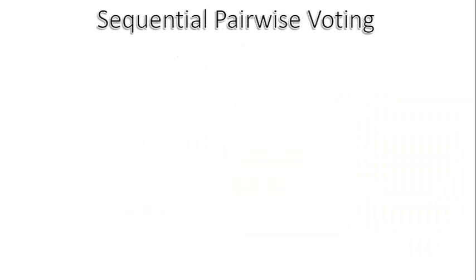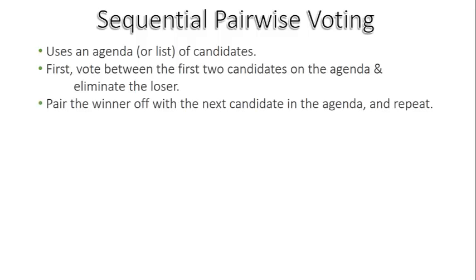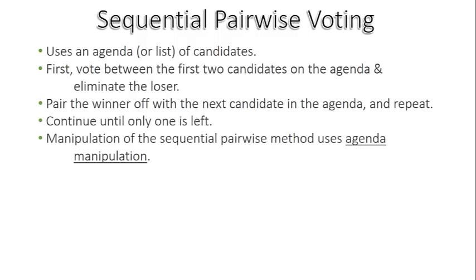All right, what about the sequential pairwise method? Recall this uses an agenda or a list of candidates. We first vote between the first 2 candidates on the agenda, and they go head to head, and the loser is eliminated. We pair the winner off with the next candidate in the agenda, and then just repeat this process and continue until only one candidate is left.